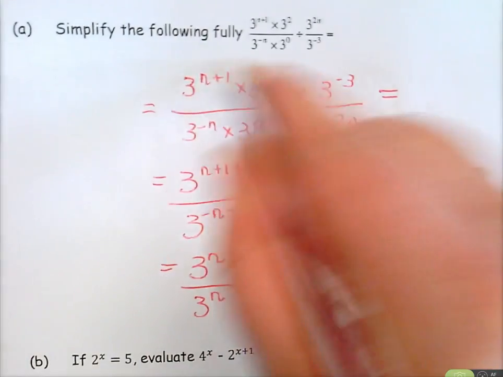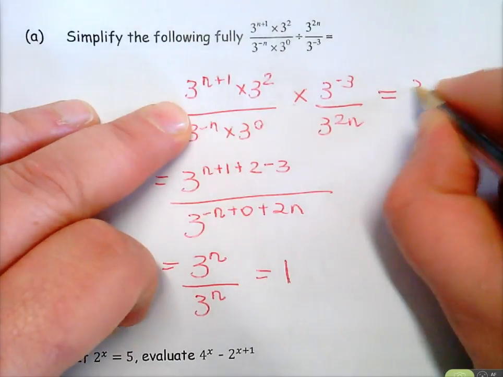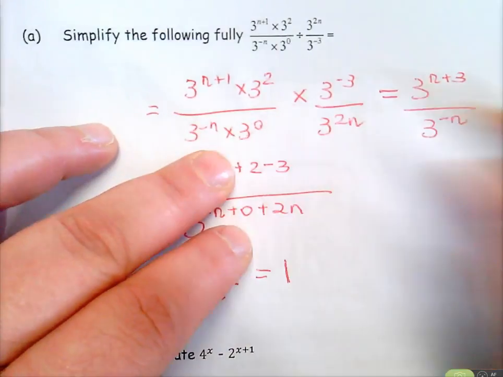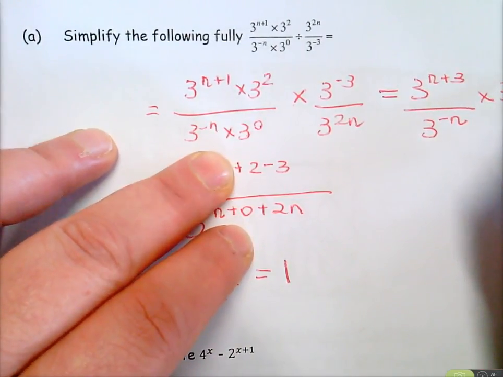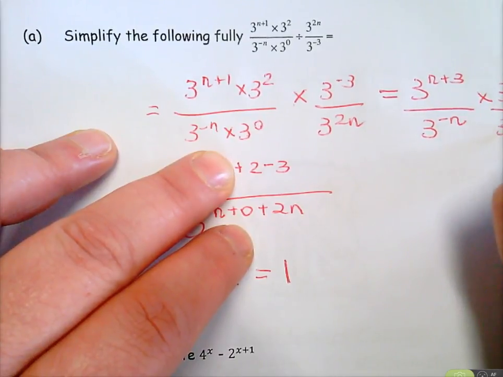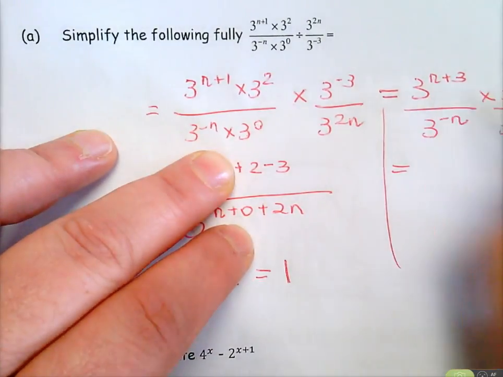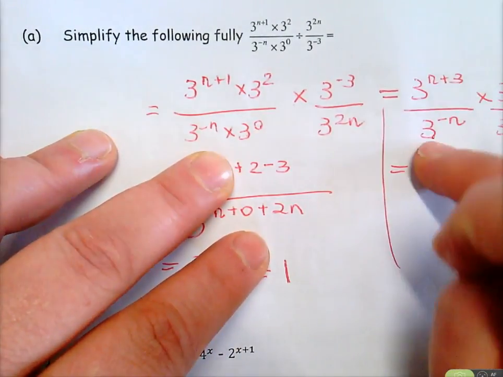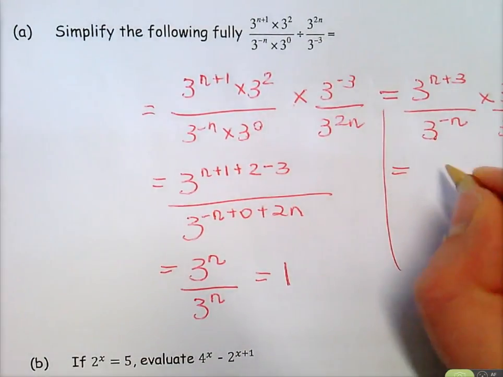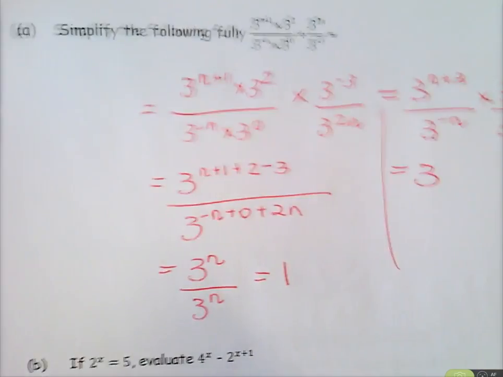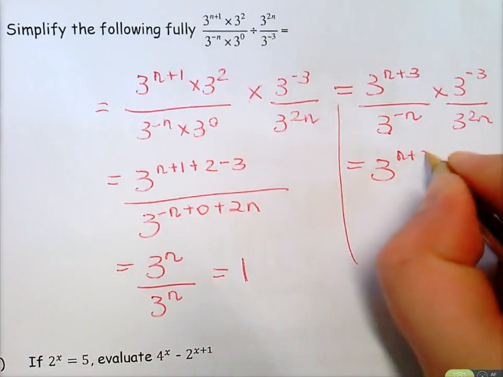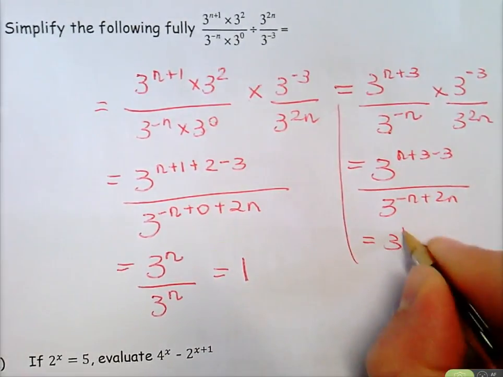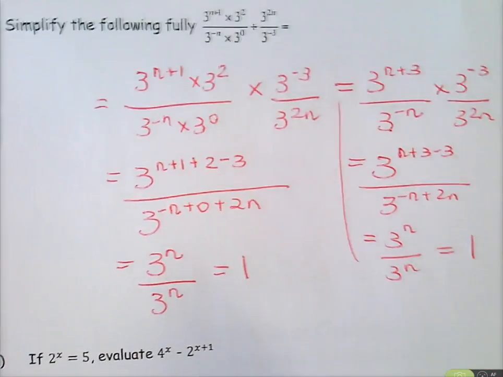Another thing you could have done here was just work this out first. So we've got 3 to the power of n plus 3 over 3 to the negative n, because 3 to the 0 is just 1, times 3 to the negative 3 over 3 to the 2n. And then we could have bases of the same, add the indices, or we could have put the 3 to the negative n up there, 3 to the 3 down here. There are many ways to do it. I probably would have just gone, bases are the same, add the indices. So that's n plus 3 minus 3 over 3 to the negative n plus 2n gives us the same result as before, 3 to the power of n over 3 to the power of n, which is 1.